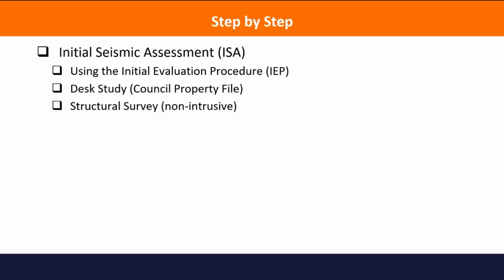We use an IEP, then we also use a desk study. So let's look at what information is available. The primary information is from the council property file. With a bit of luck, they'll have some drawings, plans for the building, and you may be able to see the structure. Chances are they won't, and your council property file is full of licenses for alcohol.